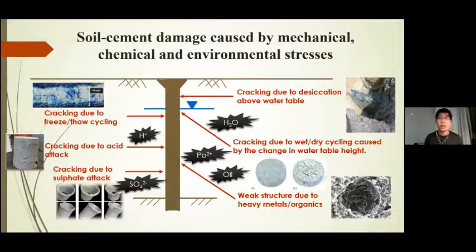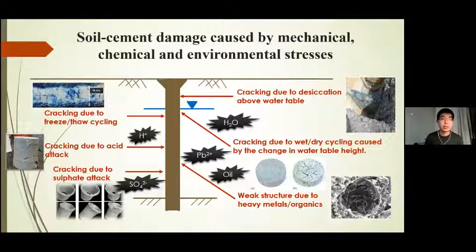First, in many northern parts of the world, we have freeze-thaw cycling problems because in winter the water can be frozen, and the freezing process can produce volumetric expansion that can cause cracks. And also we have cracking due to desiccation above the water table. And around the water table, we also have the cracking problem due to wet-dry cycling caused by the changing water table height.